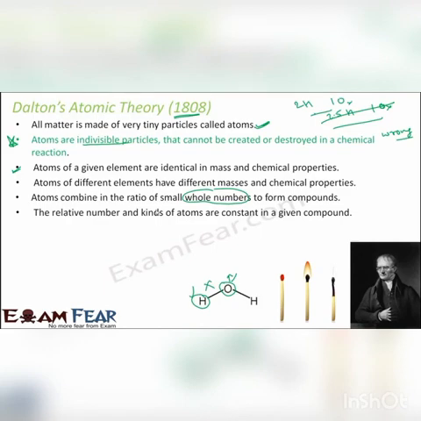And the relative number and the kind of atoms are constant in a given compound. If you talk about a compound, for example water, the number and the kinds of atoms in it are always the same. You take water from any source, it will have the same atoms in the same proportion, right? This is the law of constant proportion. So he gave all these theories in 1808, Dalton's atomic theory. All these points were correct, but only the second point was not true.